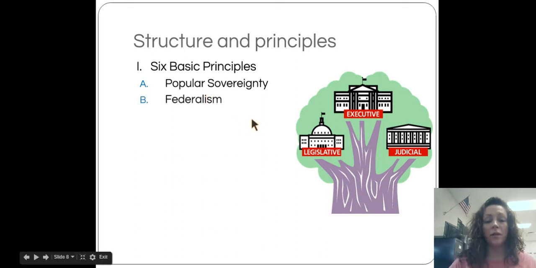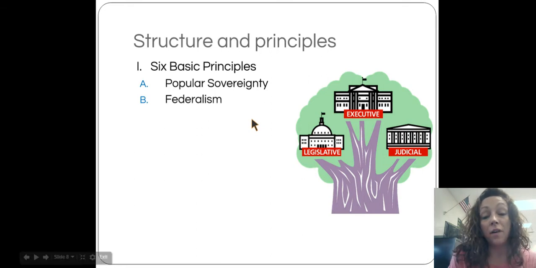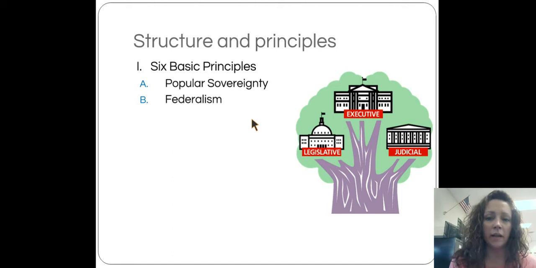Moving on then to federalism. Now, in our last chapter, we talked about federalism or the federal system as a system of government in which power is divided between a national government and many regional governments. And that's exactly what federalism is. And as one of the basic principles of the Constitution, the goal of it is to ensure that we have the people's views being represented well.